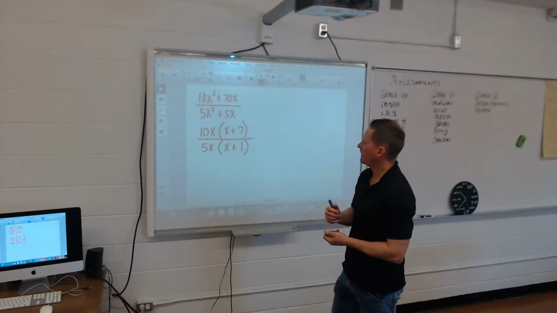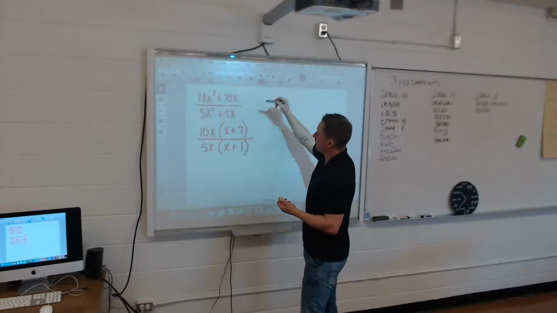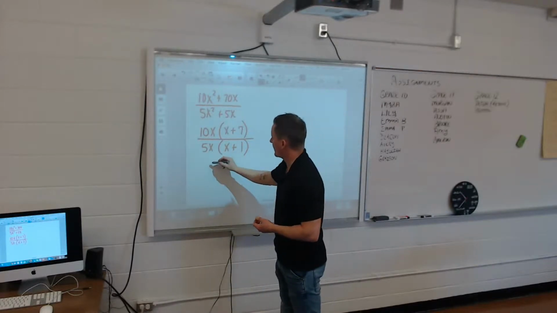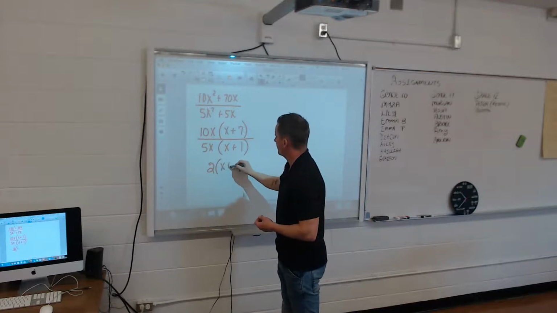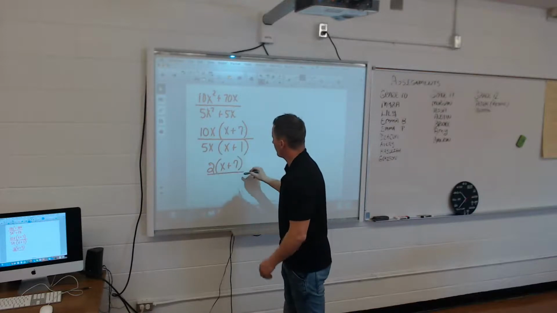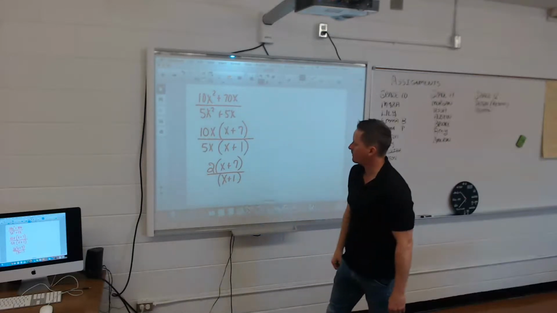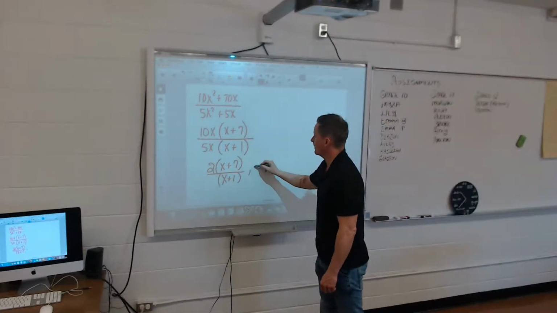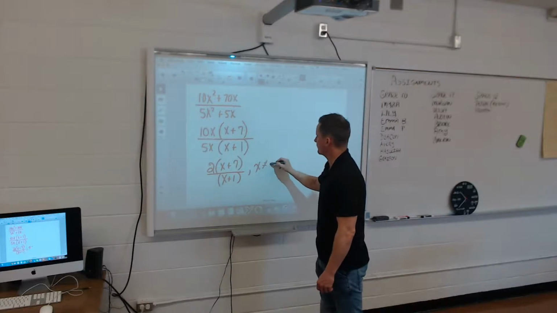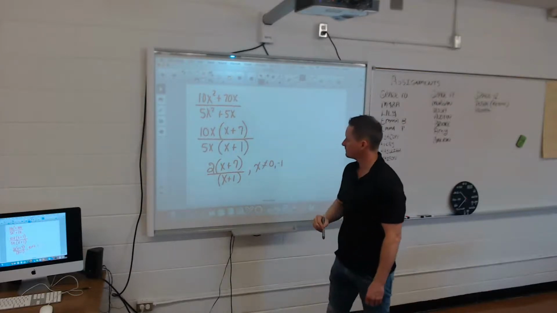Mm-hmm. Okay, and now I'm going to divide 10x by 5x, and that's going to leave me with just 2. So I have 2x plus 7 over x plus 1, and that would be my stated answer, and my non-permissibles would be 0 and negative 1.